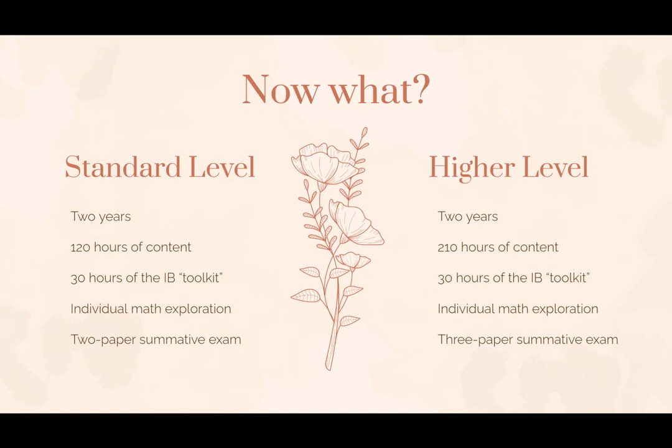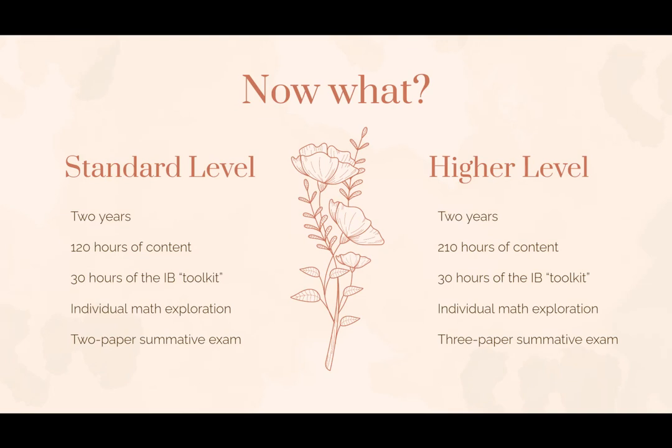Once the students determine which course they'd like to take, they have to determine which level they would like to be in. There's a standard level where about 3/4 of our students go, and then there's a higher level for the other quarter. All 4 classes are 2 years long. The standard level has 120 hours of mathematical content over those 2 years, and the higher level has 210 hours. That means that the higher level course has 75% more math content during those 2 years.